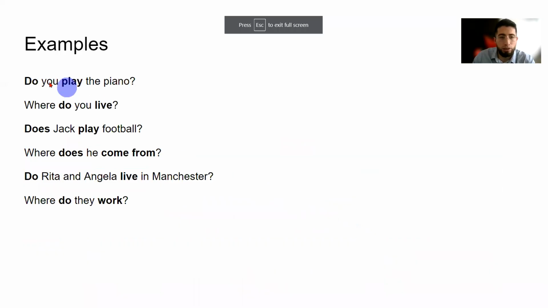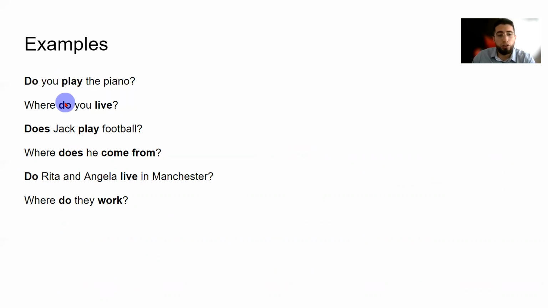Here we have, aquí tenemos, listo. Te decimos, esto es yes, no question. O sea, sí o no es la respuesta. We say, do you play the piano? ¿Tú tocas el piano? Yes, I play it. Sí, sí lo toco. Or no, I don't. O no, no lo hago.